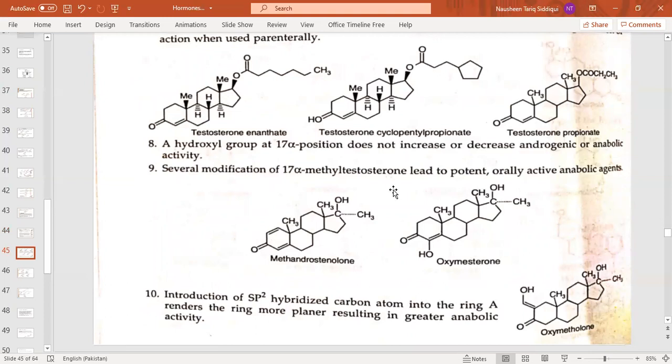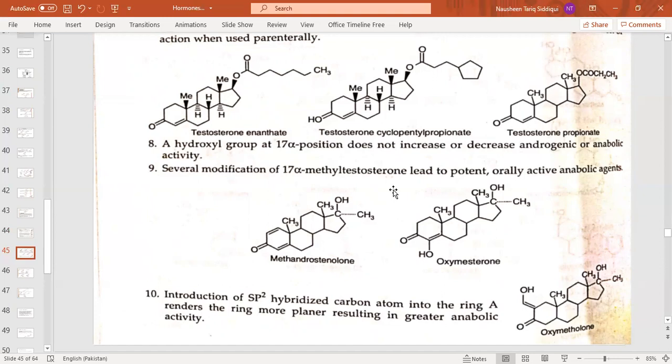A hydroxyl group at the C17 alpha position does not increase or decrease androgenic or anabolic activity, while several modifications at 17 alpha methyl testosterone lead to potent orally active anabolic activity. These are the two examples. Okay, these are the changes that were made at the 17 alpha position.